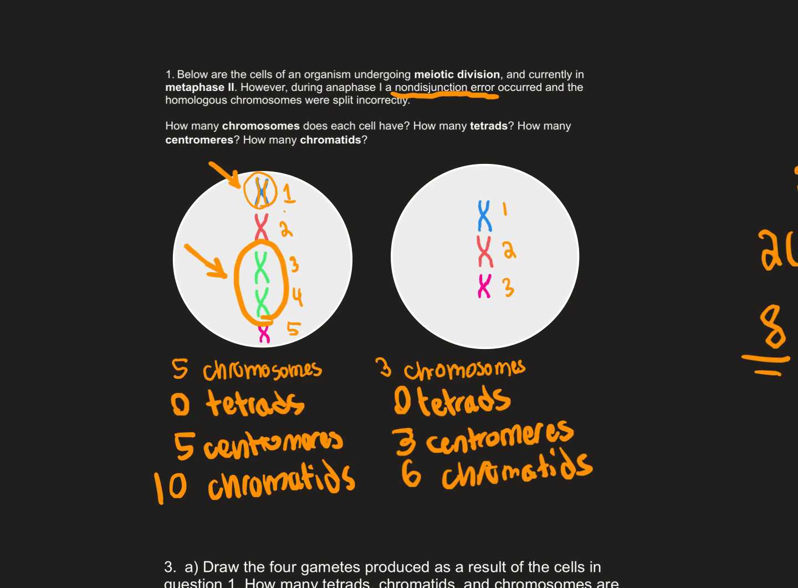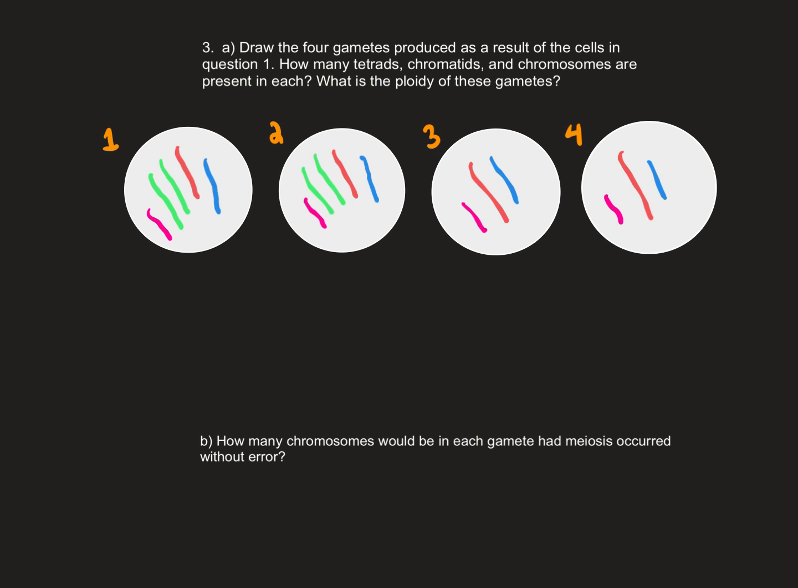So if we look at cell number 1 here, we see it has a blue, red, 2 green, and a pink chromosome. And cell number 2 has a blue, red, and pink chromosome. So let's split those into their chromatids, which will become the chromosomes for our 4 gametes, and we'll draw those. So now that we've drawn our 4 gametes, let's answer the rest of these questions. How many tetrads are here?